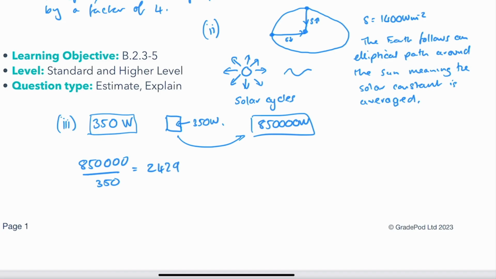2,429. That's the amount of output energy we want. That's the amount of input energy, but we know that this is only 20% efficient. So actually we have to divide that by 20% to get the actual value, which is 12,143 metres squared. So we need 12,143 square metres of photovoltaic cells to give out 850 kilowatts.